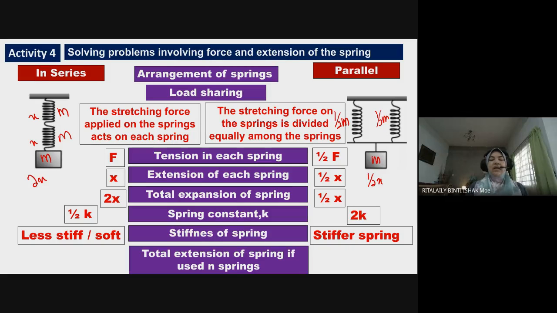Total extension of spring is if used in springs. Okay, so this is the total extension.